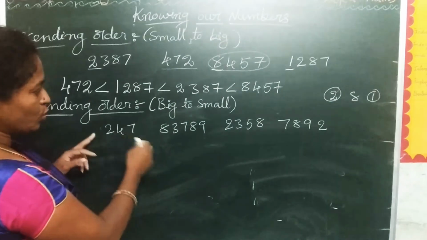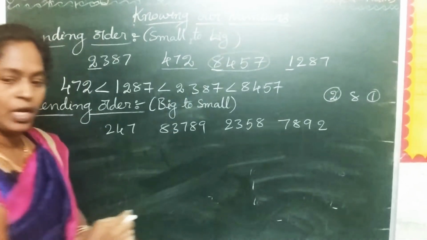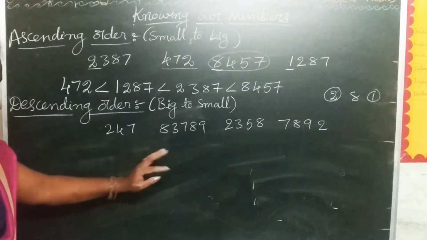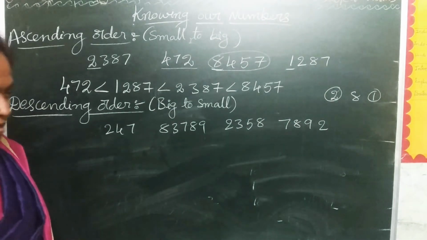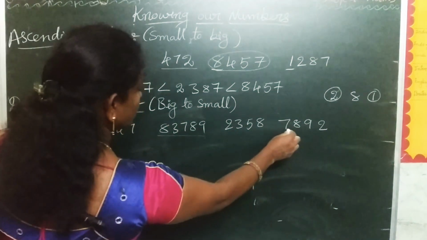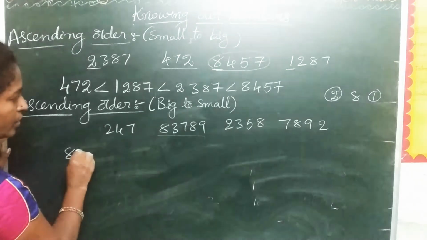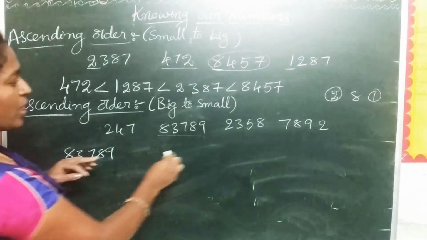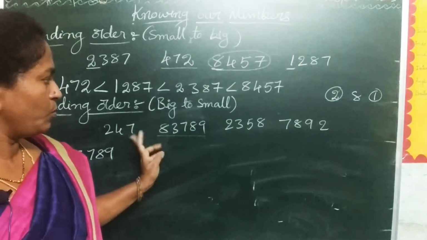In this group, there is a 3 digit number, a 5 digit number, and two 4 digit numbers. Descending order means you have to arrange the numbers from big to small. So compare these: the number with more digits is the greatest. Here there are 5 digits, 3 digits, 4 digits, 4 digits. So obviously the 5 digit number is the greatest, 83,789. Next compare the remaining numbers. Here 3 digits means let it be.